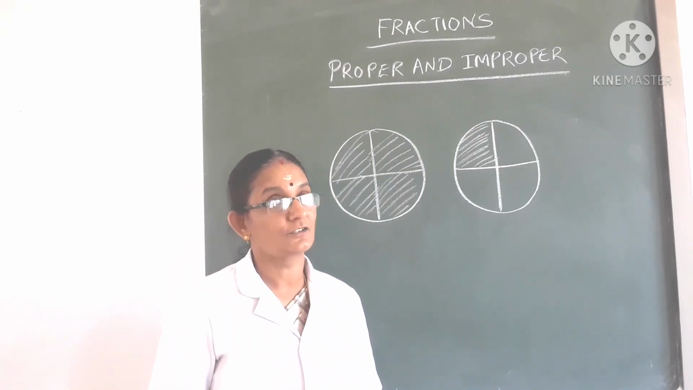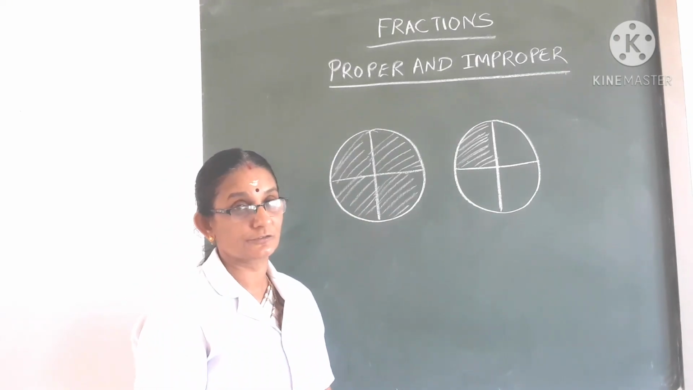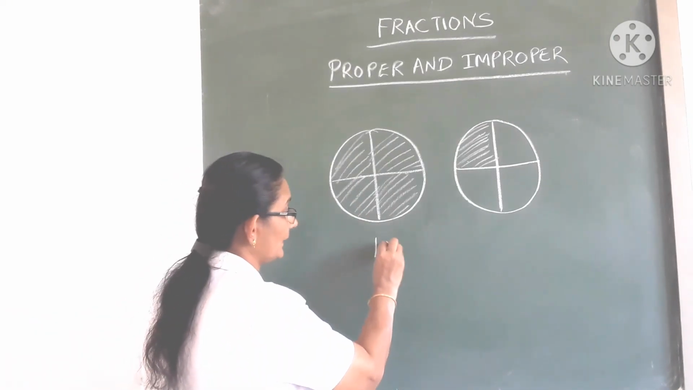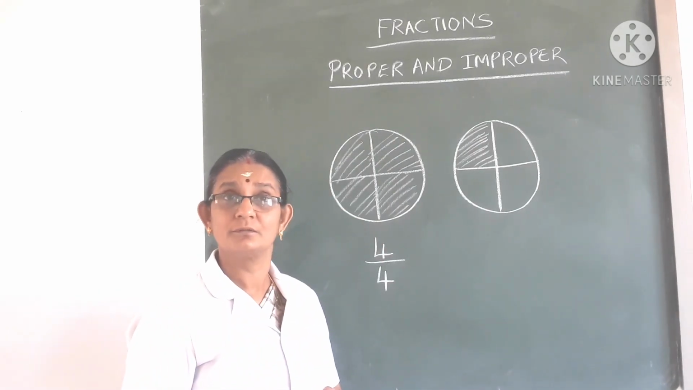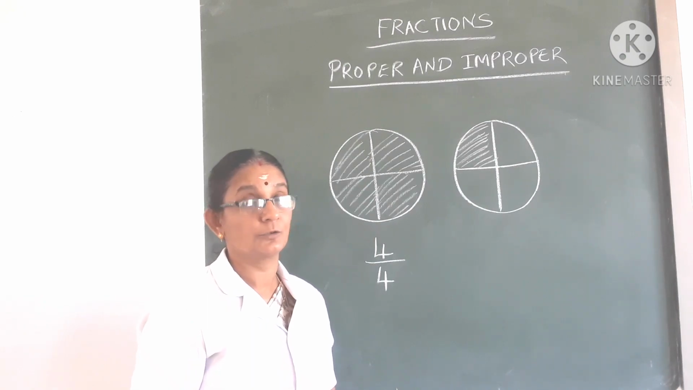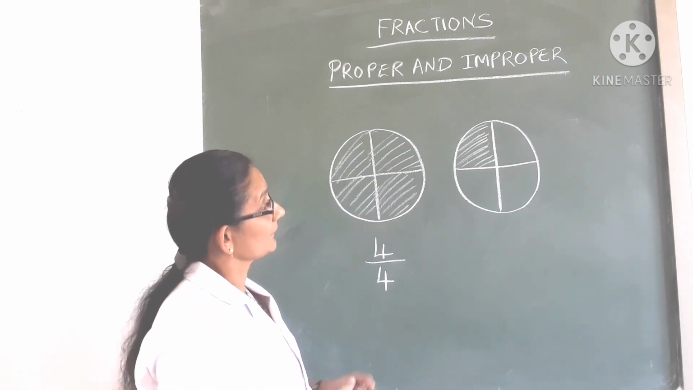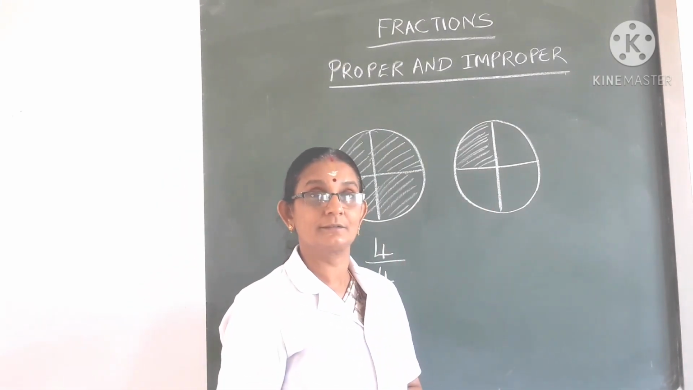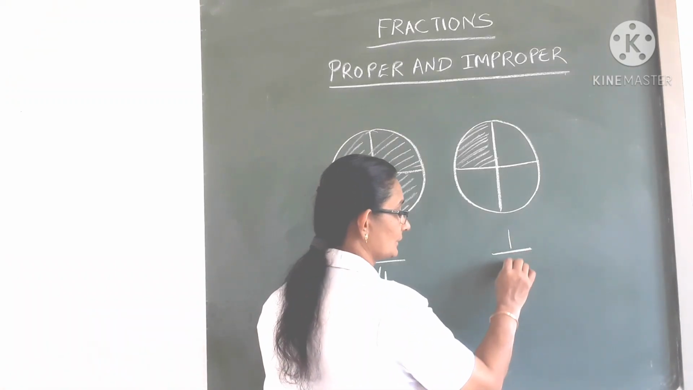Now children, look at this figure here. Can you tell me the fraction? Yes, the first picture shows the fraction 4 by 4, isn't it? But what is 4 by 4? The one whole circle, isn't it? So 4 by 4 is equal to 1. Okay. Now, what is this fraction? Yes, it is 1 by 4.